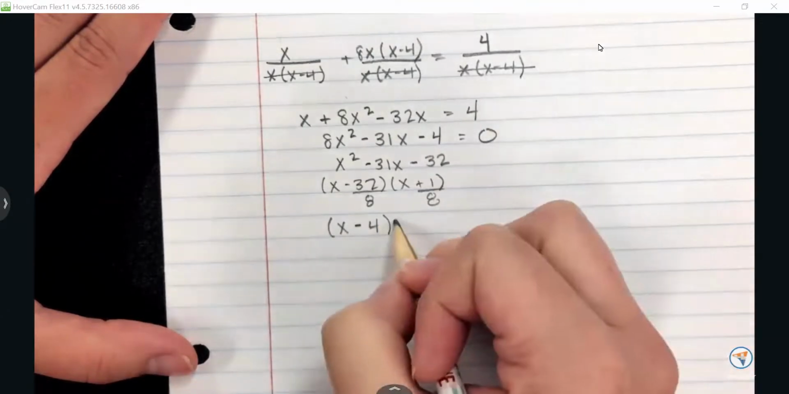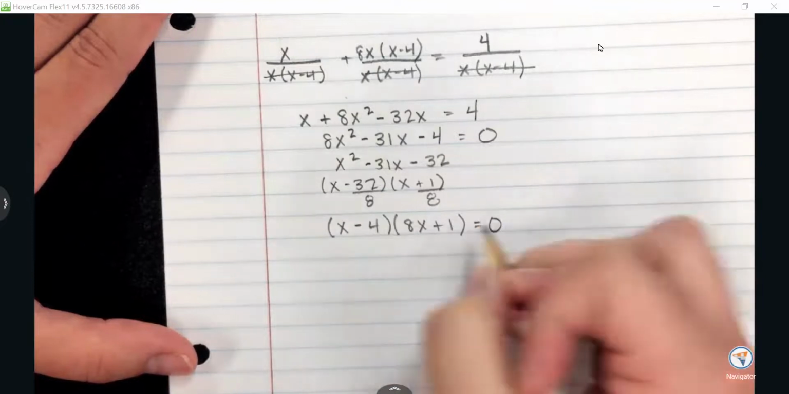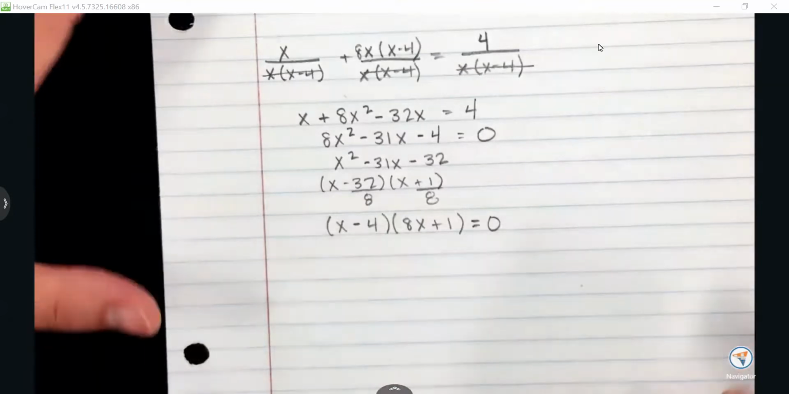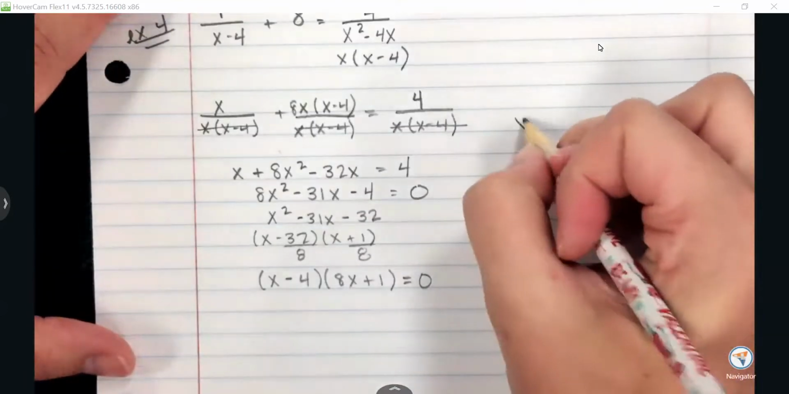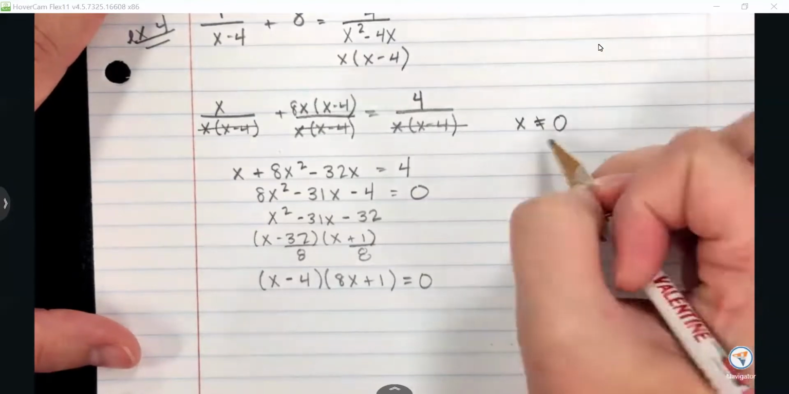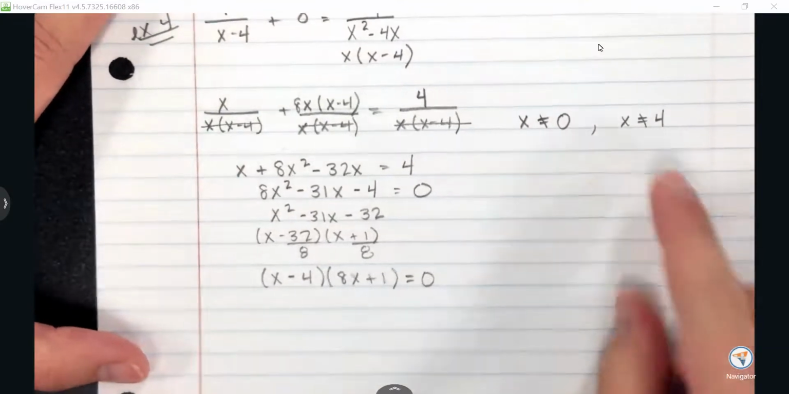Oh, you know what I forgot to do very first, though? I did not find what x could not equal. What can x not equal? 0. What else can x not equal? 4. It can't equal either one of those, okay?